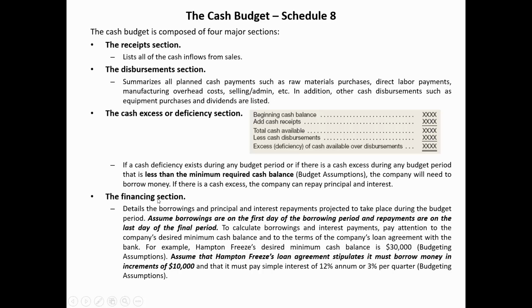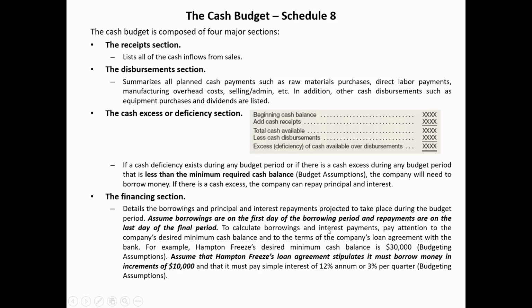Now we're going to talk about how we're going to finance any loans that we're going to need to incur in order to make certain that we have enough cash on hand. This section details the borrowing, principal, and interest payments projected to take place during the budget period. Assume for this chapter any borrowings are done on the first day of the borrowing period and repayments are on the last day of the final period.